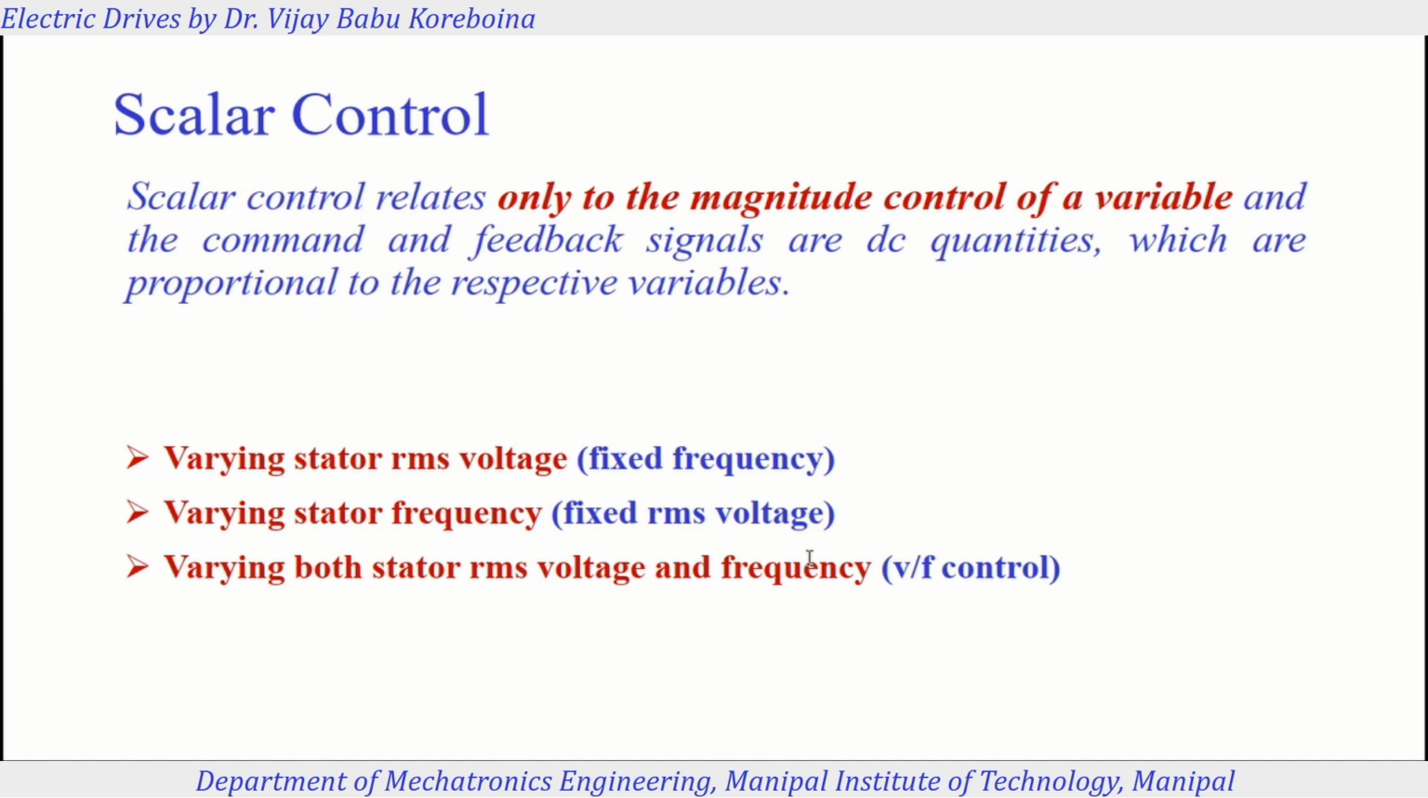but we don't have direct access to the flux. We are not exactly controlling the inside variable accurately, in magnitude as well as position. So what would be the advantage and disadvantage of this scalar control? It's simple. We are just changing the variable voltage and frequency externally through the inverter. We are just changing the applied voltage as well as the frequency. So it is easy, simple control.